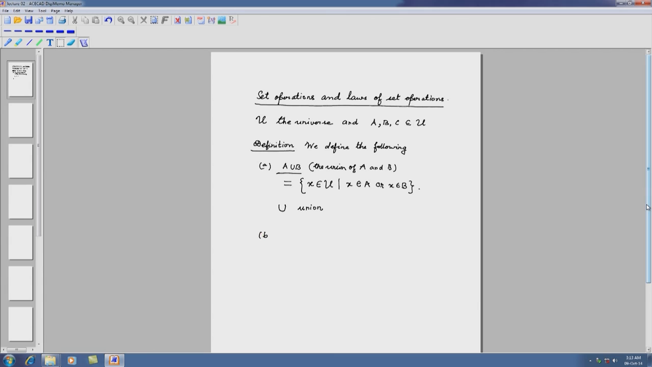The next operation that we define is called the intersection of two sets. We write intersection as A and B. So, this symbol is called intersection. And this is the set of all x belonging to U such that x belongs to A and x belongs to B.